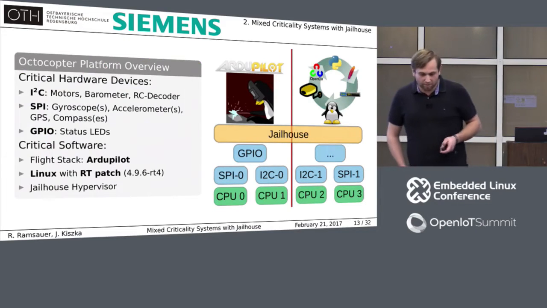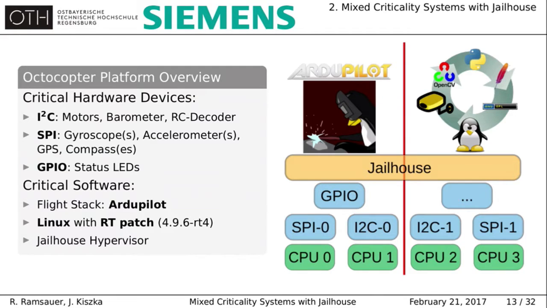So we want to split up our system in the following way. On the left side, you can see the critical world where we run Jailhouse. So we divide our hardware in the middle. We assign 2 CPUs and all the critical devices that we need.